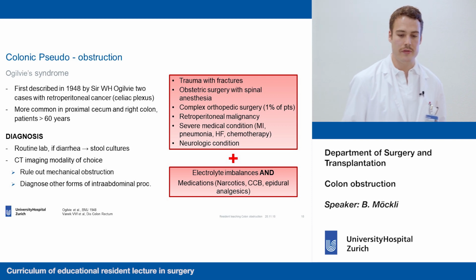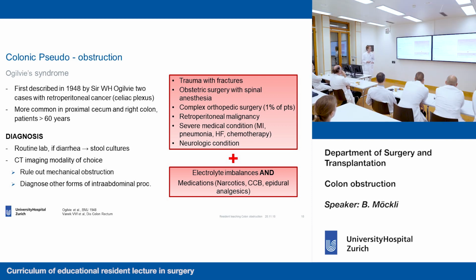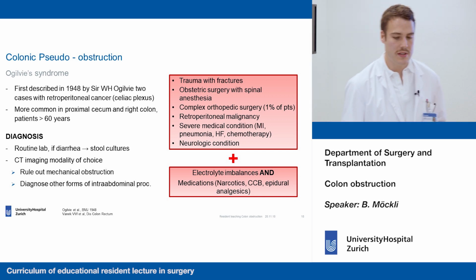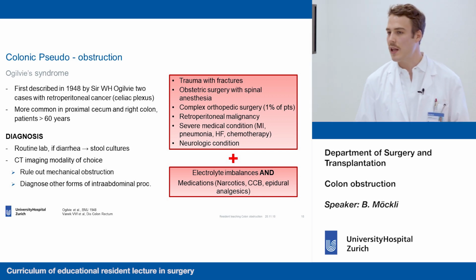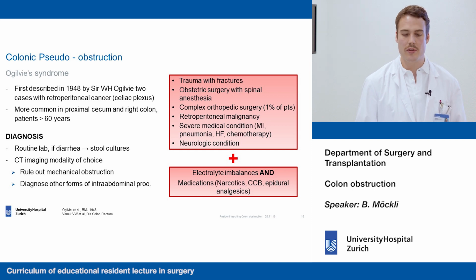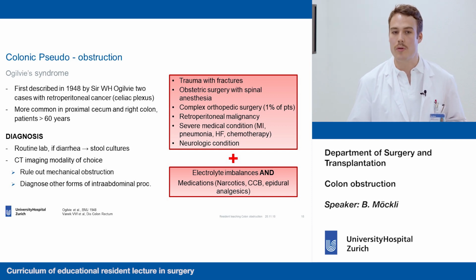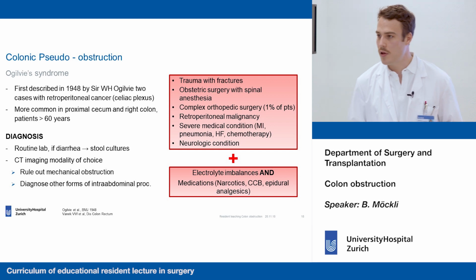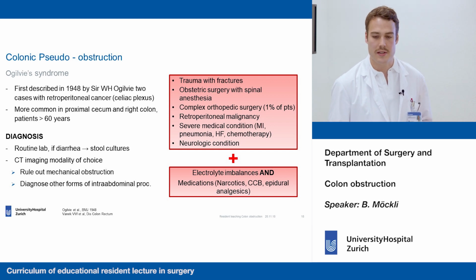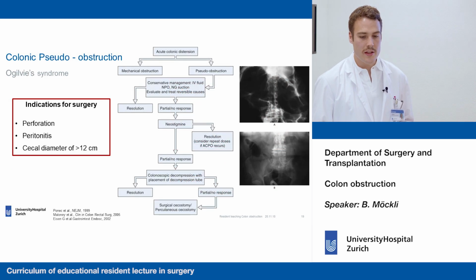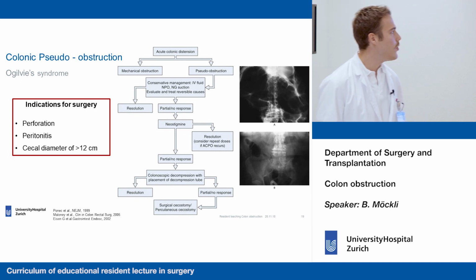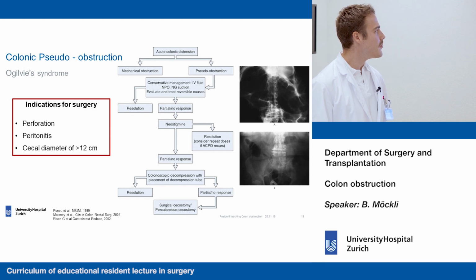The diagnosis consists of routine labs. If there is diarrhea present, stool cultures need to be taken to rule out C. diff colitis. And then CT is the imaging modality of choice. This is to rule out mechanical obstruction and also to diagnose any other intra-abdominal process, for example, retroperitoneal malignancy. The treatment algorithm, we went over this in morning report, I think, 2 weeks ago, quickly.